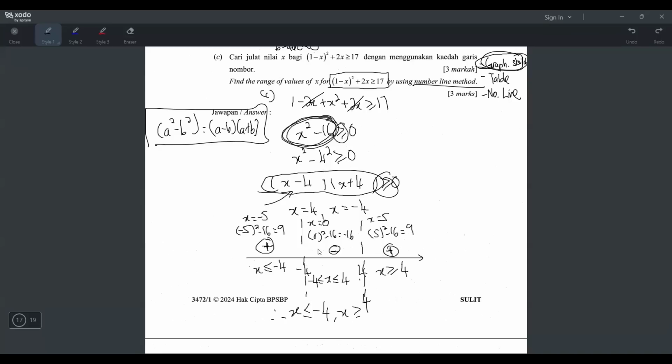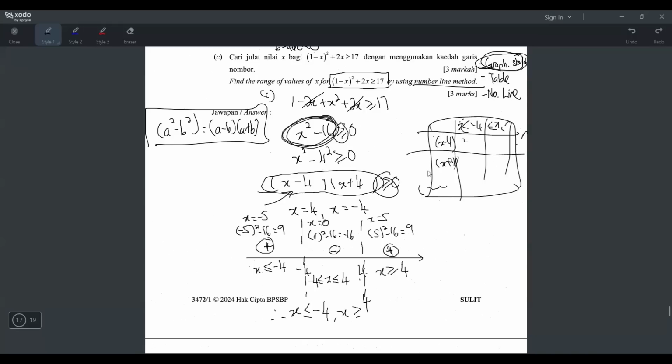The table method, I won't explain it. Okay, I'll just explain a bit. Table method is like you draw a table and then here you write down all the possible answers: x smaller than -4, then x in between, and then x bigger than 4. Then here you put in the brackets x minus 4 and x plus 4, and then this one is the combined one. You also sub to see whether you get positive or negative, and then take the positive one, macam tu lah.